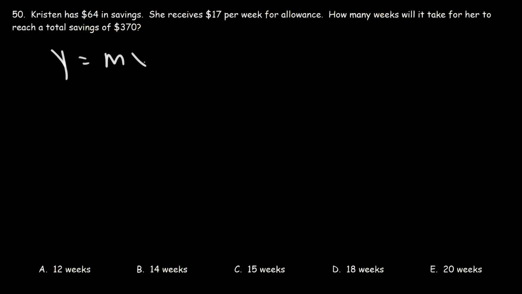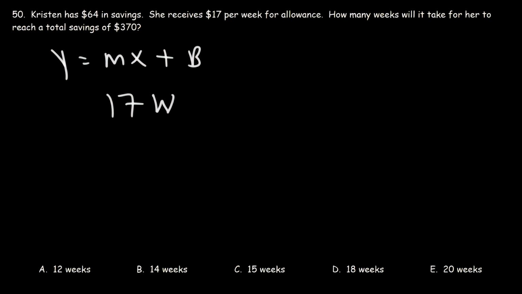Let's use the linear equation formula in slope-intercept form. What is the slope and what is the y-intercept? The slope is the amount that her savings is increasing every week. Every week her savings will go up by $17. So the slope is 17. X is the variable, that's the number of weeks. The y-intercept is basically her savings during week 0, so to speak.